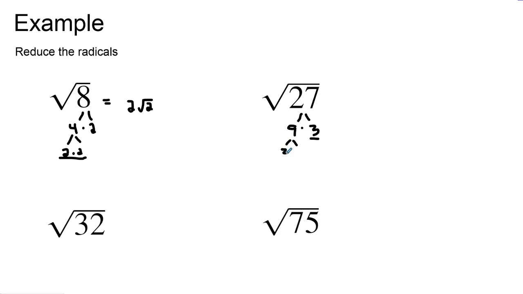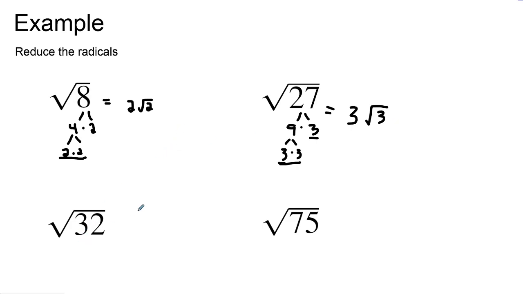So I'm going to do 3 times 3, which is great because now I have two pairs of 3's. The pair of 3's here is what's going to get pulled out and be the 3 out front, times the square root of 3, because this is what is left. So the square root of 27 is equal to 3 times the square root of 3.